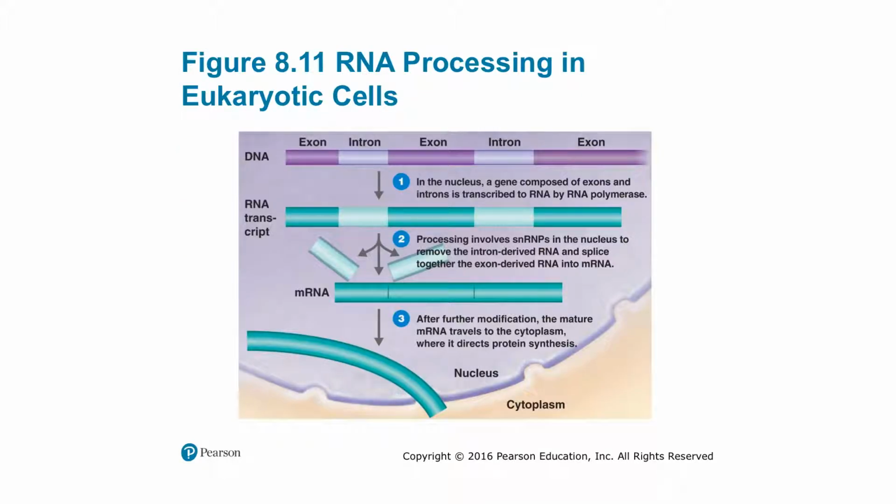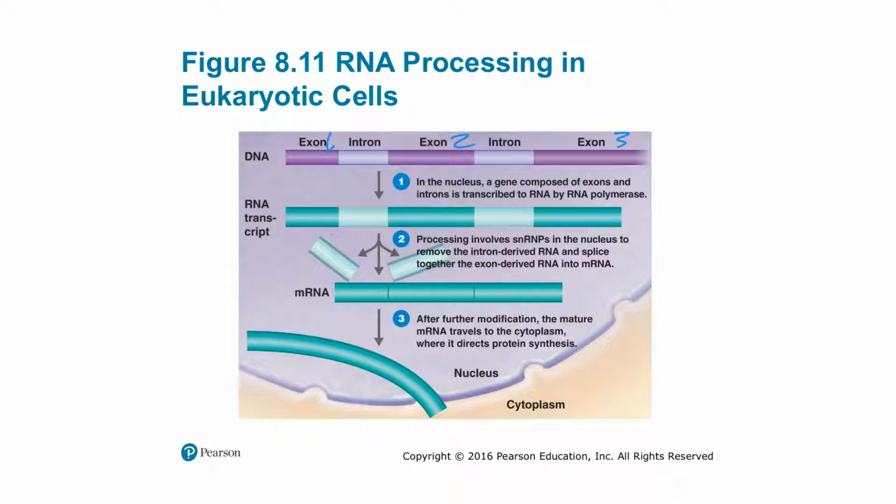So we've got these exons. We'll call this exon number 1. We'll call this exon number 2 and exon number 3. And so what happens is in the nucleus, the snRNPs are going to remove these introns, and so they're going to put them back together.